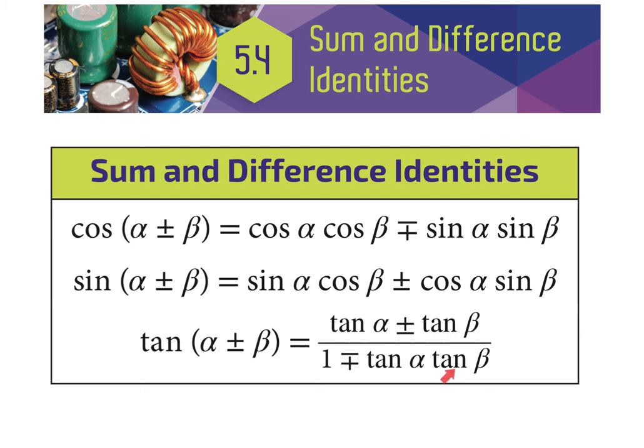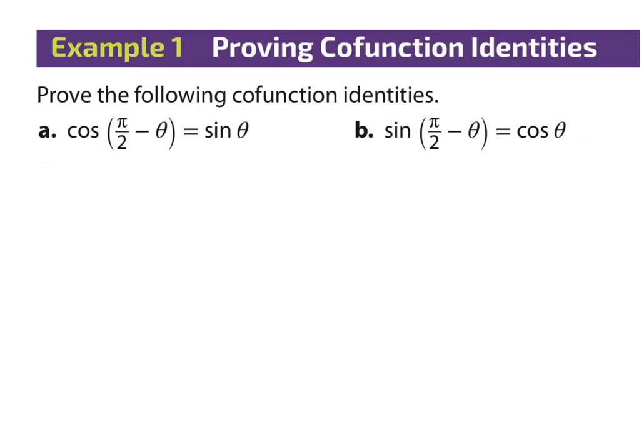All right. And so we're going to put these into practical use. We're going to actually do a couple of examples here. The first example we're going to do is actually proving the cofunction identities. Now you actually have these cofunction identities on your sheet. Cosine of pi over 2 minus theta equals the sine of theta. All right. So we're going to use our sum and difference to show these, and we're only going to do one of them for time's sake.